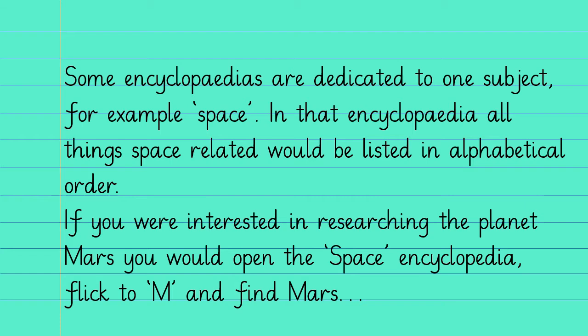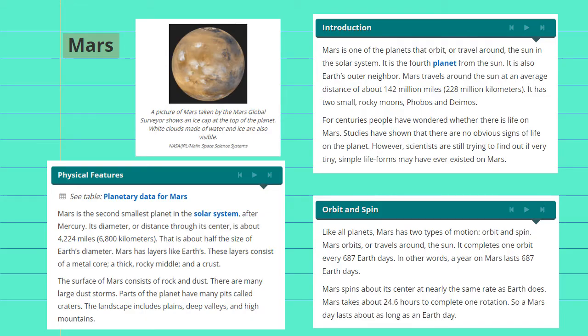Some encyclopedias are dedicated to just one subject, for example space. In that encyclopedia, all things space related will be listed in alphabetical order. If you're interested in researching the planet Mars, you'd open the Space Encyclopedia, flick to M and find Mars. And this is what you'd find.